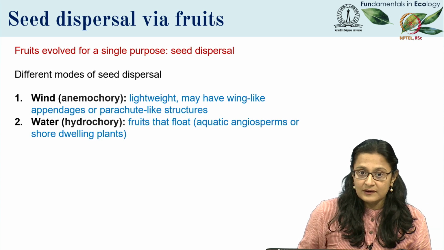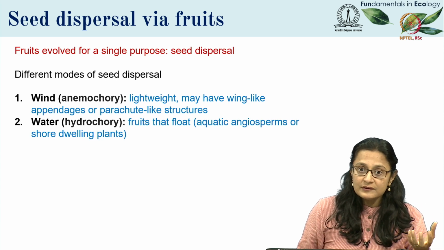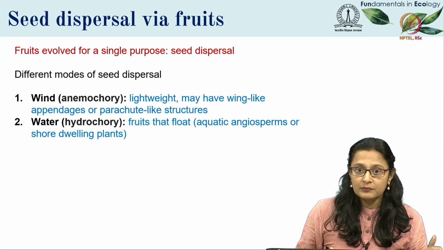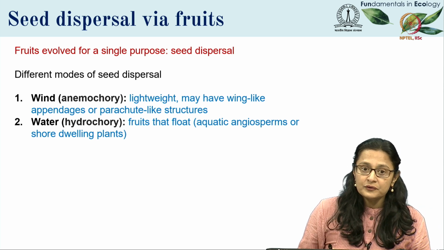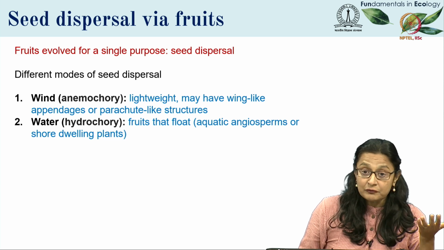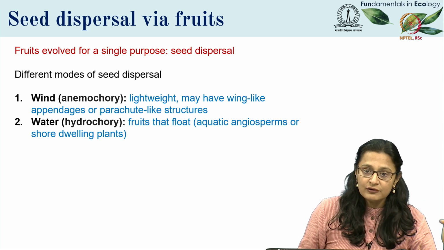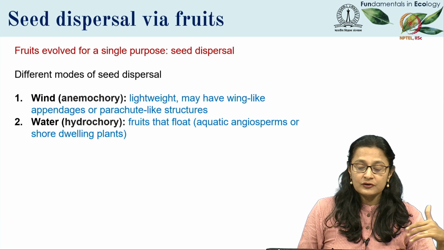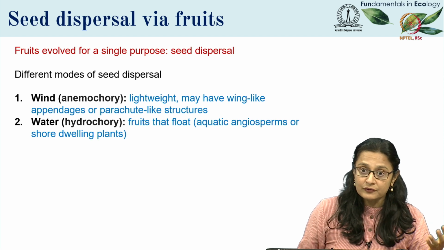Water dispersed traits evolve fruits that float, so coconut for example, right? And so aquatic angiosperms or shore-dwelling plants evolve fruits that can float, and so therefore they're carried by currents to new locations from where they drop.